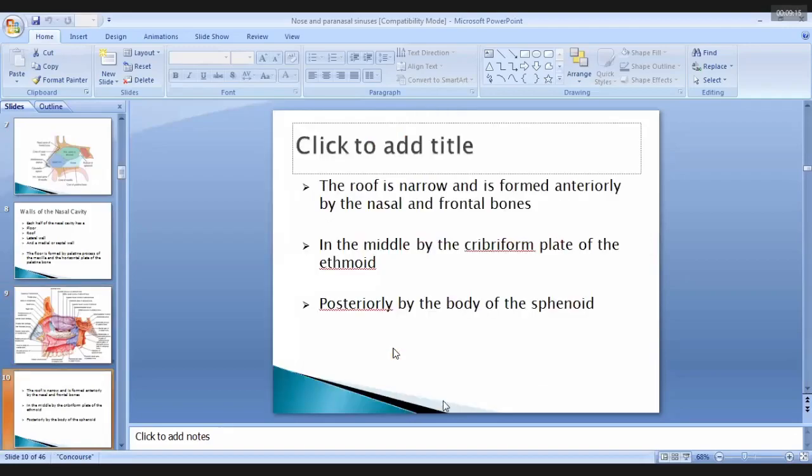The roof is somewhat narrower as compared to the other walls, and this roof is formed by different structures: anteriorly by the nasal and the frontal bones, in the middle by the cribriform plate of the ethmoid, and posteriorly by the body of the sphenoid.